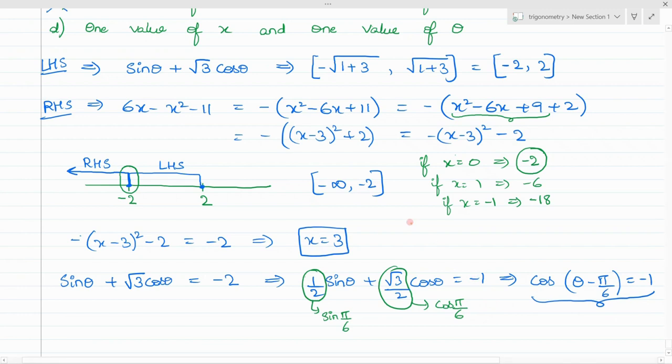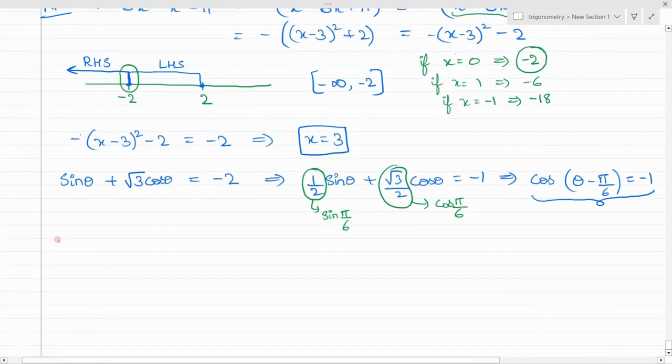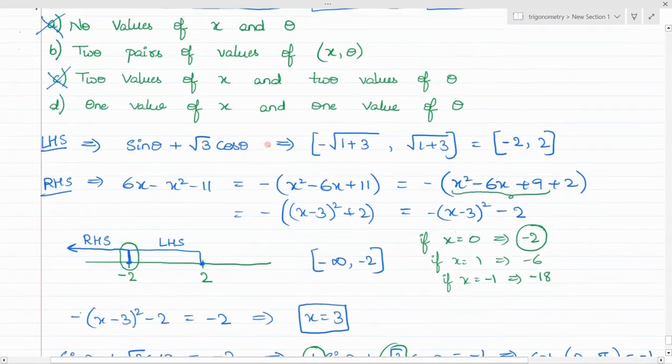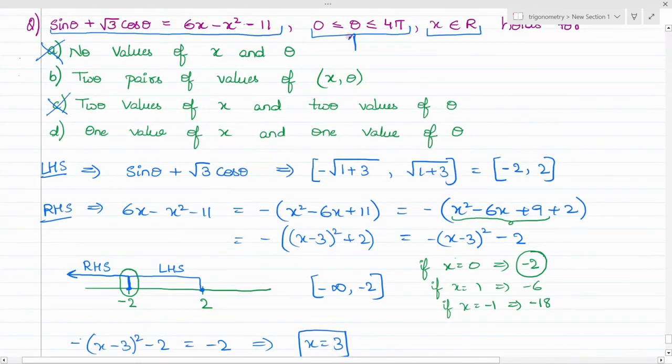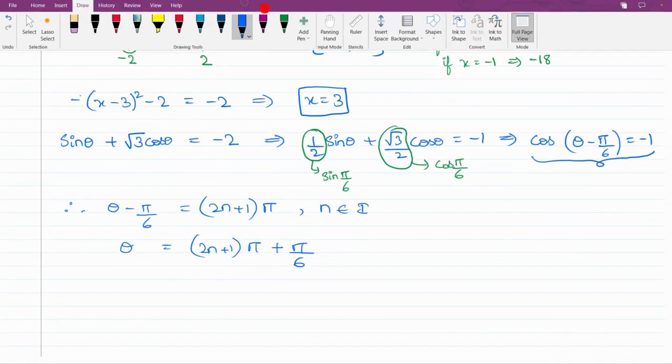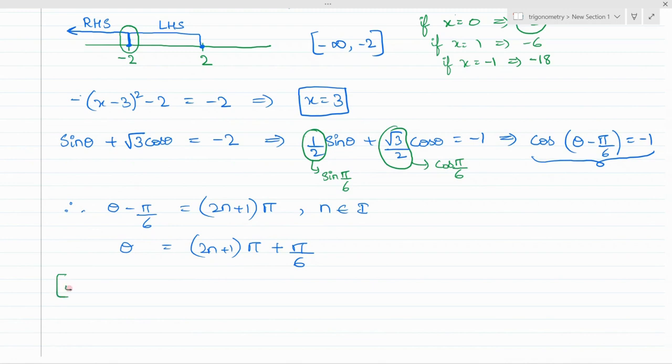So now this is in the form of a simple trigonometric equation. So we can write the general solution for this, which is theta minus pi by 6 is equal to 2n plus 1 into pi, where n belongs to all the integers. From here, theta becomes 2n plus 1 into pi plus pi by 6. But in the question, the range is given, that is 0 to 4 pi. So let's find the values of theta in the given range. So range is 0 comma 4 pi.